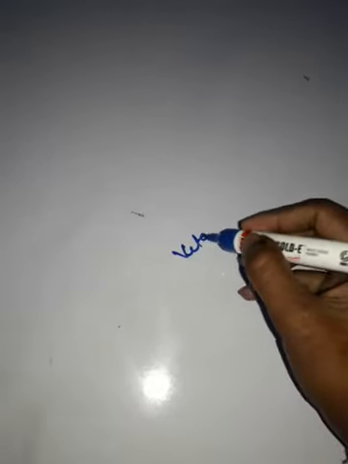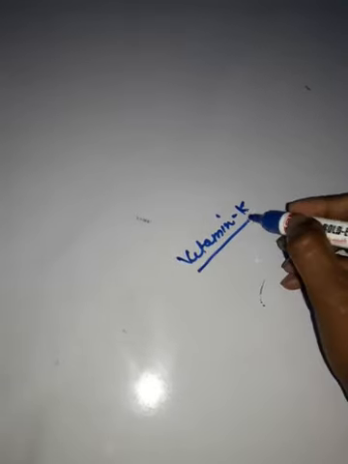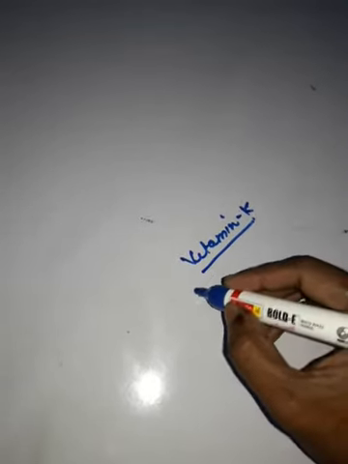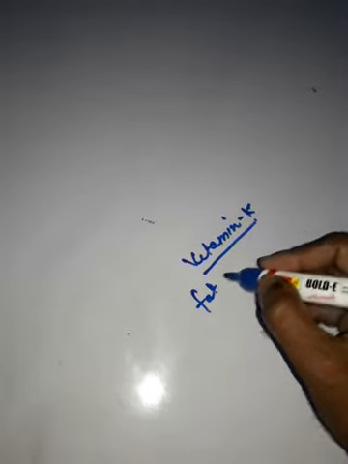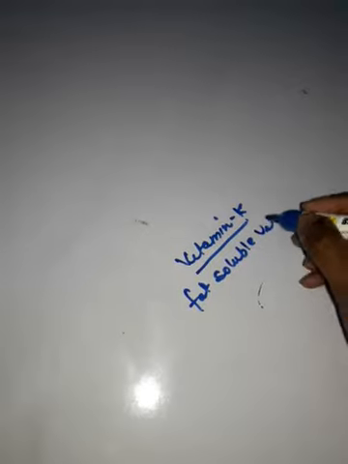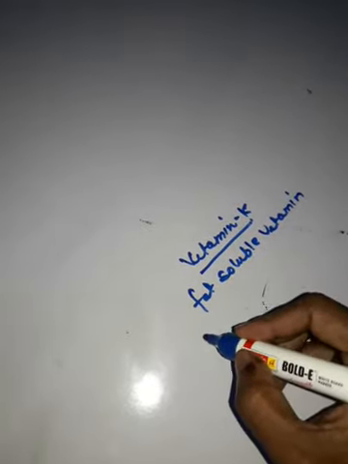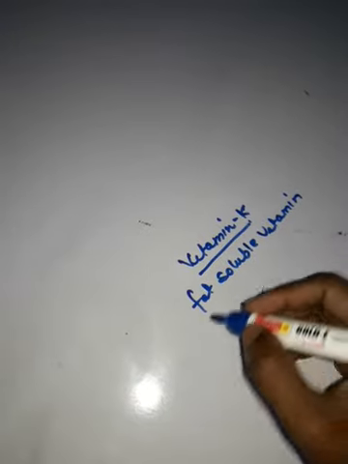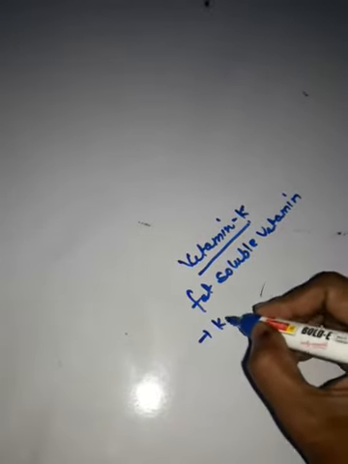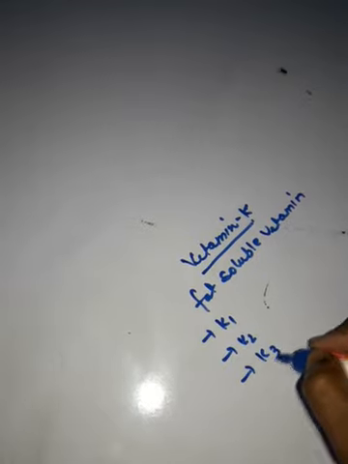So hello friends, today we are going to discuss vitamin K. Okay, so vitamin K, first of all, it is a fat soluble vitamin, and its three forms are found. One is vitamin K1, second is vitamin K2, and the remaining is vitamin K3.